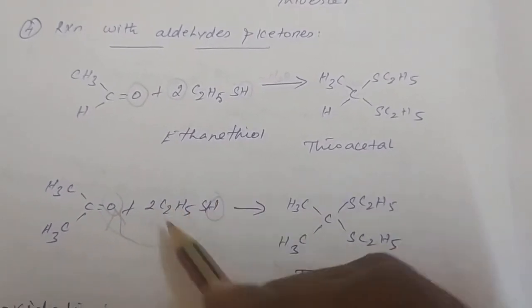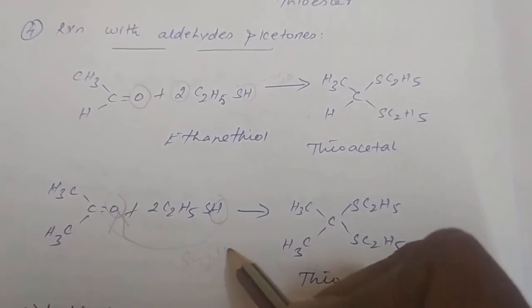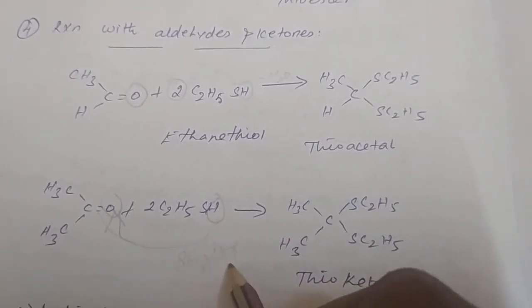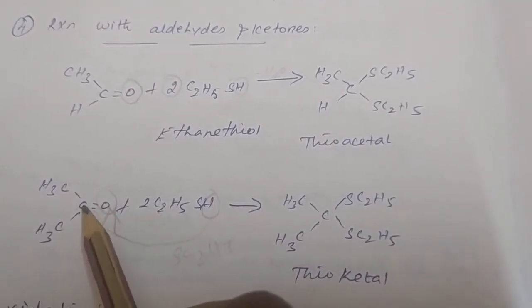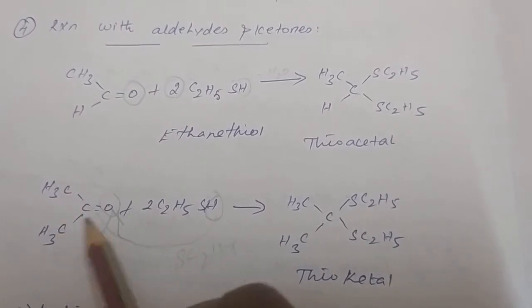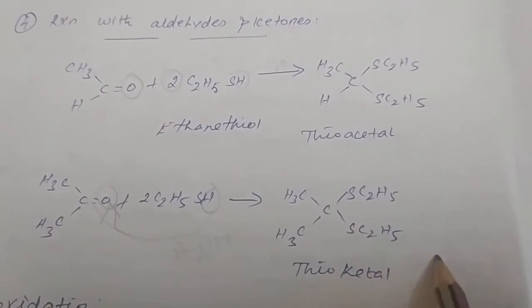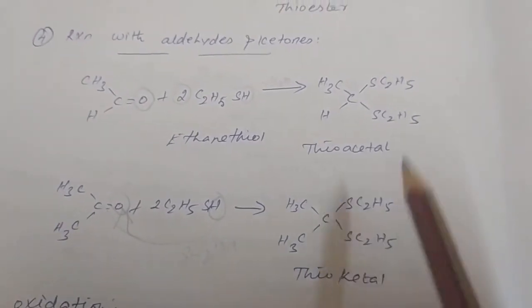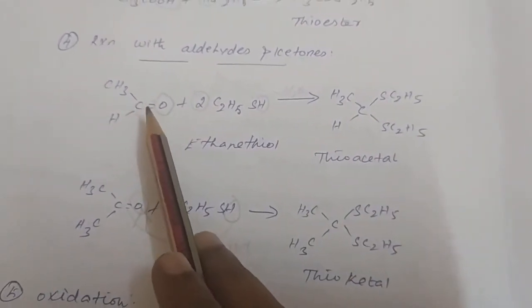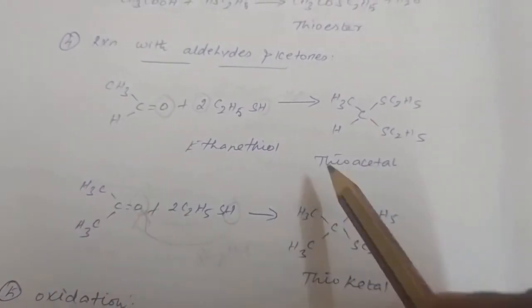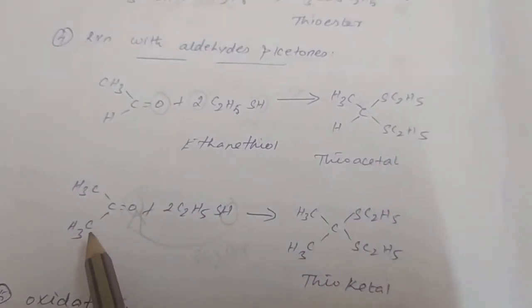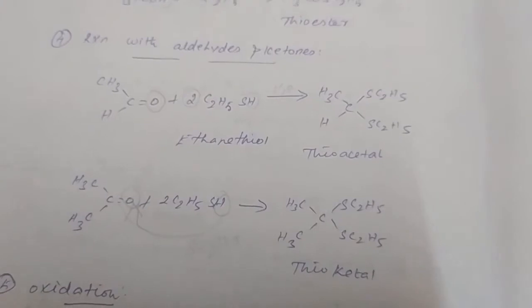So what is the remaining? SC2H5. 2 moles of SC2H5 are added to this carbon atom. So CH3C CH3 SC2H5 SC2H5. It is a thioketal. If the reactant is an aldehyde, you get thioacetal. If it is a ketone, you get thioketal.